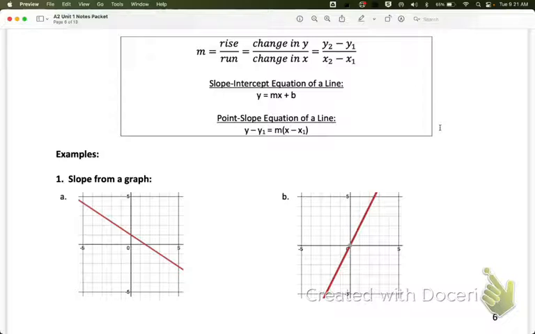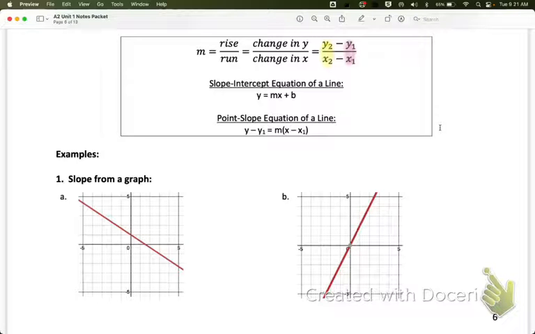The order of your y's and your x's doesn't matter in terms of which ordered pair you use, but it does matter that these two come from the same ordered pair and that these two come from the same ordered pair. So you could do y1 minus y2 as long as you also did x1 minus x2. You just have to keep those ordered pairs lined up top to bottom.